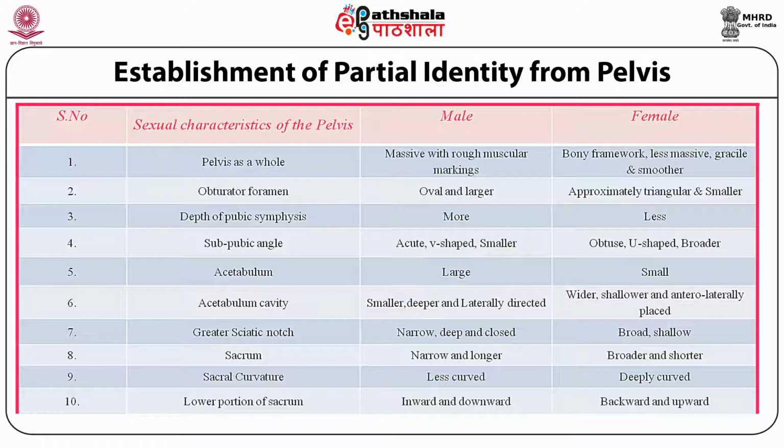The subpubic angle is acute, V-shaped and smaller in males, and in females the subpubic angle is obtuse, U-shaped. The acetabulum is larger in males and smaller in females. The greater sciatic notch is narrow, deep and closed in males, and broad and shallow in females. The other characteristics include the sacrum, sacral curvature, and lower portion of the sacrum, which is inward and downward in males and backward and upward in females.